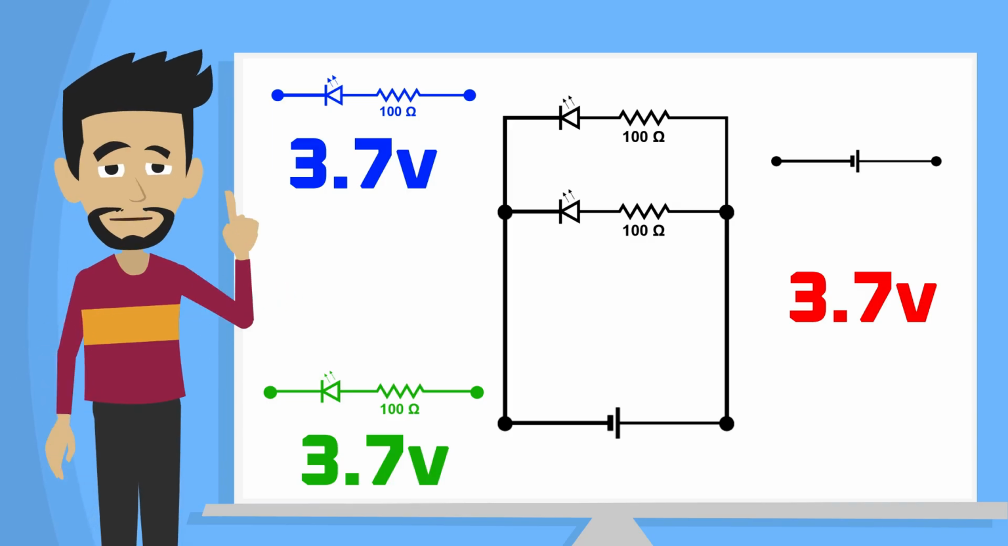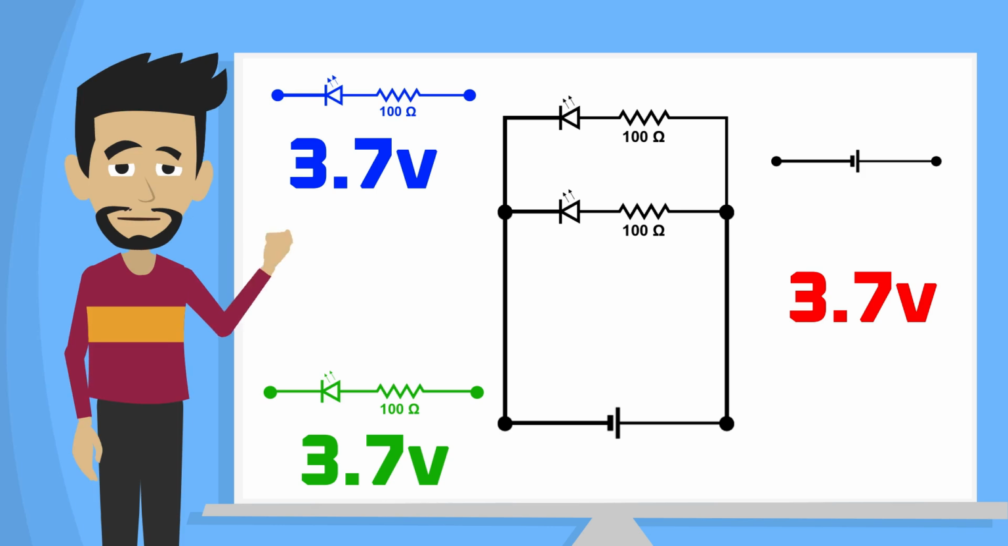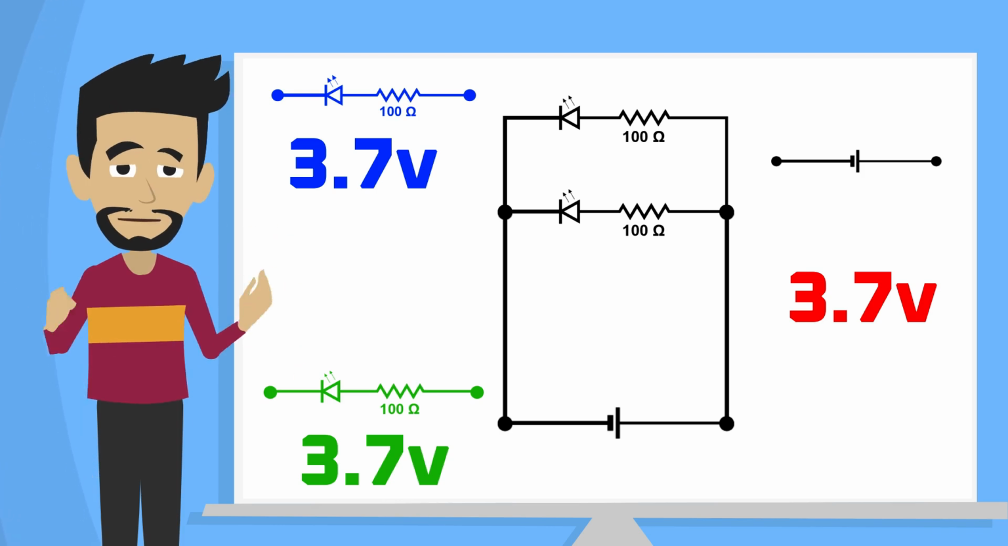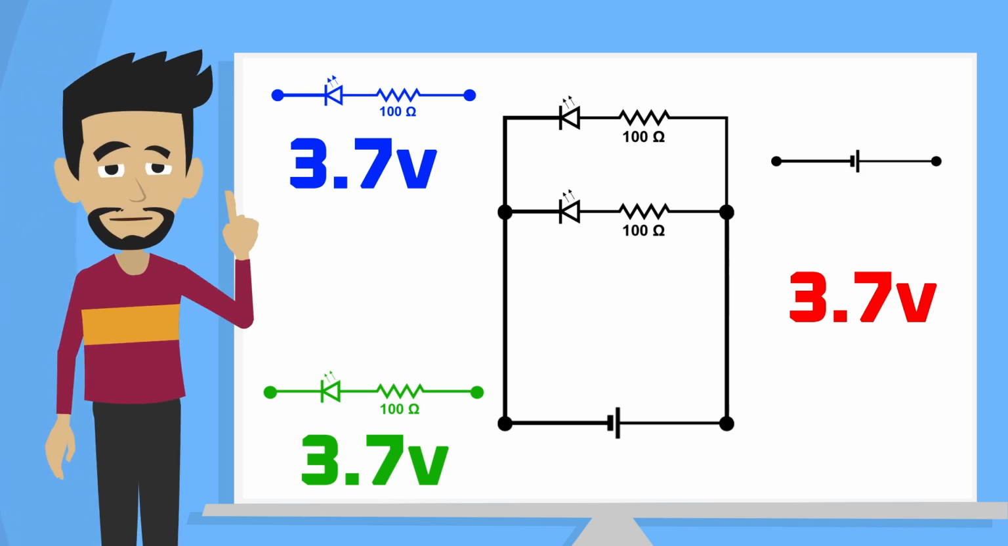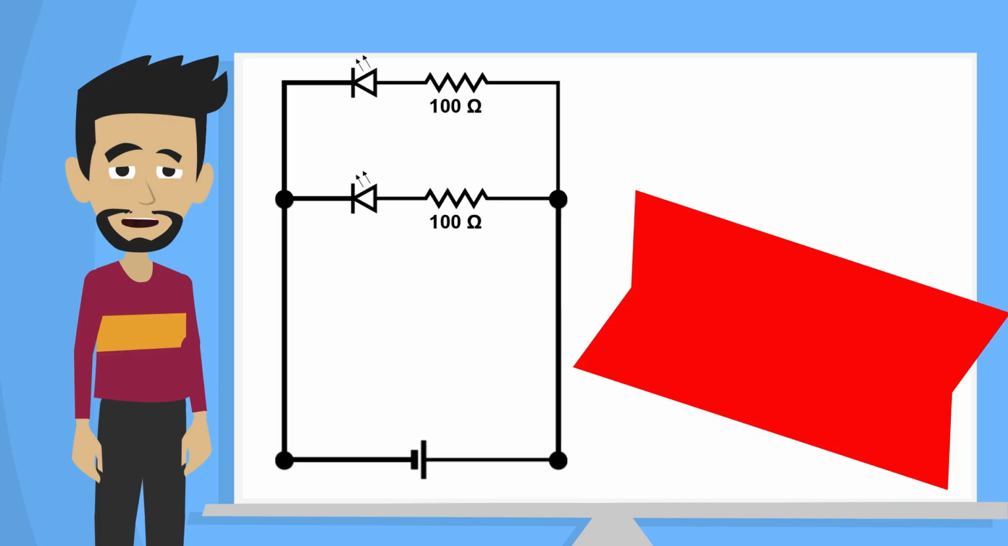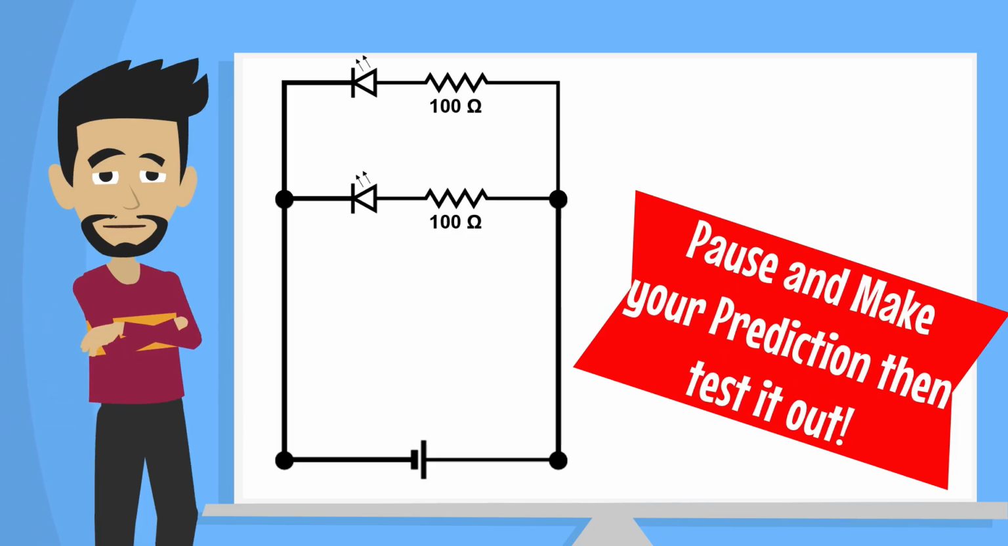Before we build this one, let's go ahead and make a prediction though. Are both LEDs going to light up? Is just one going to light up, or will neither light up? Once you've got your prediction and justification written down, let's build the circuit to see if we're right.